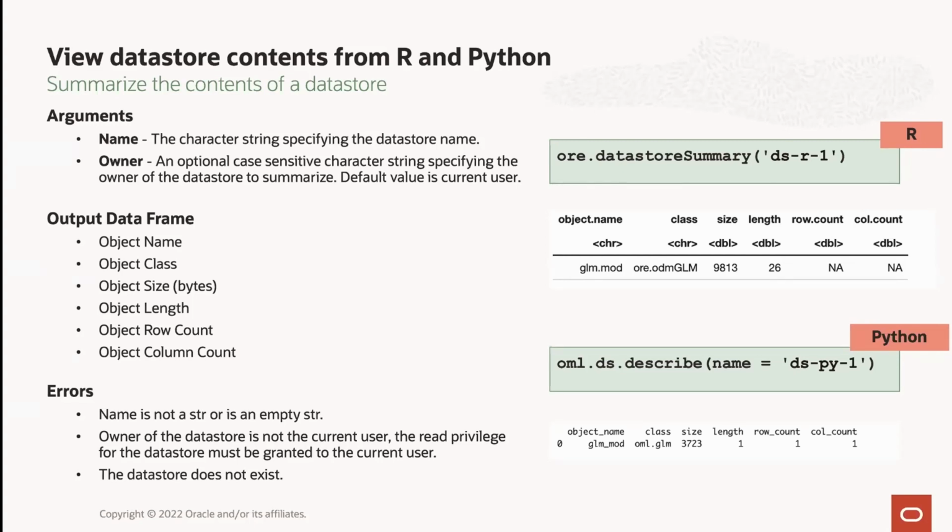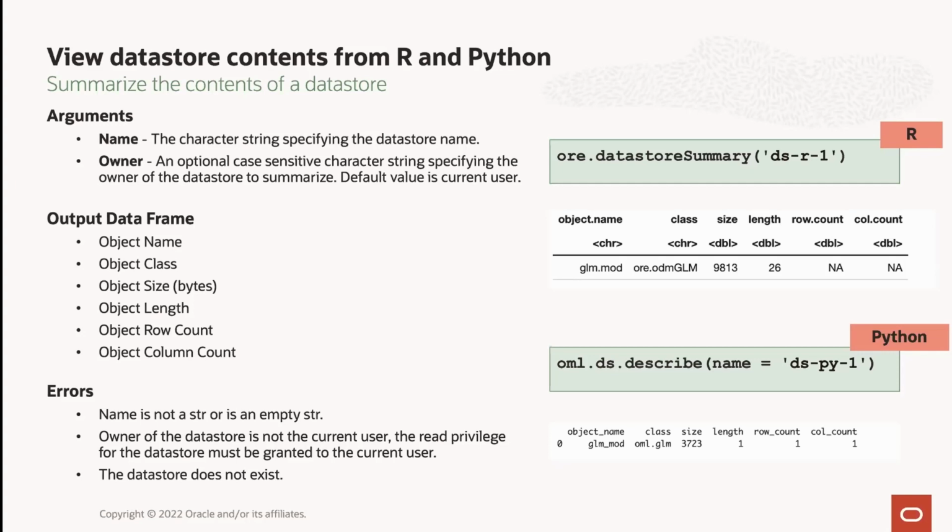The arguments for viewing data store contents include passing in the name of the data store and an optional parameter titled owner, which specifies the owner of the data store to summarize. The default value is the current user. The outputted information is returned in a data frame, and this data frame includes the object name, the object class, the object size in bytes, the object length, the amount of rows in that object, and the amount of columns in that object.